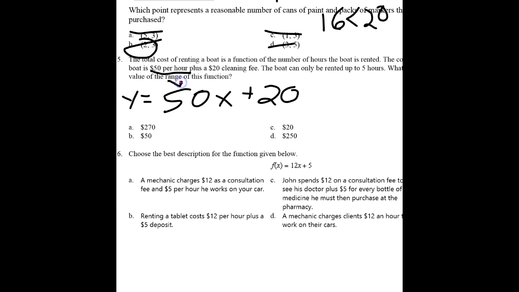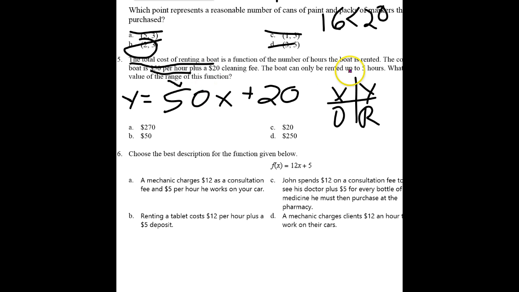Well, remember, x and y went to the doctor. If you're talking about range, you're talking about y. So we're looking at what is the biggest y value. And what does the y represent in this case? Well, we know that the x would represent hours because we have $50 per hour. And we're adding money together, so y would represent the total cost of renting a boat.